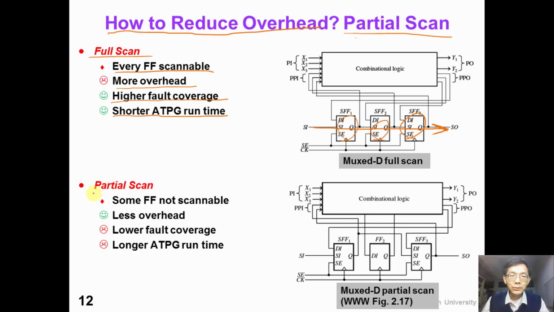If we want to reduce the overhead, we can choose not to scan every flip-flop. For example, in this figure, the middle flip-flop is the original flip-flop, which is non-scannable. So we only scan the first and the third flip-flop. The advantage is that the area overhead and the timing overhead are smaller, but the fault coverage can be lower and the ATPG runtime can be longer.